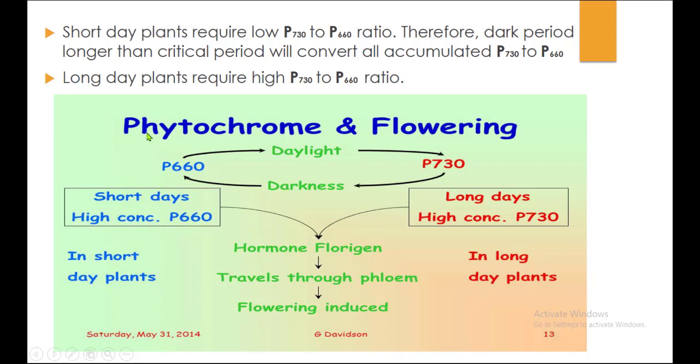But on the other hand, long day plants require high P730. They need more P730, and if the dark period is less, it will not be converted into P660, and the concentration of P730 will be greater as compared to P660. A greater concentration of P730 is important in long day plants to stimulate the production of floragen hormone, which will induce flowering. So again I'm revising it for you.